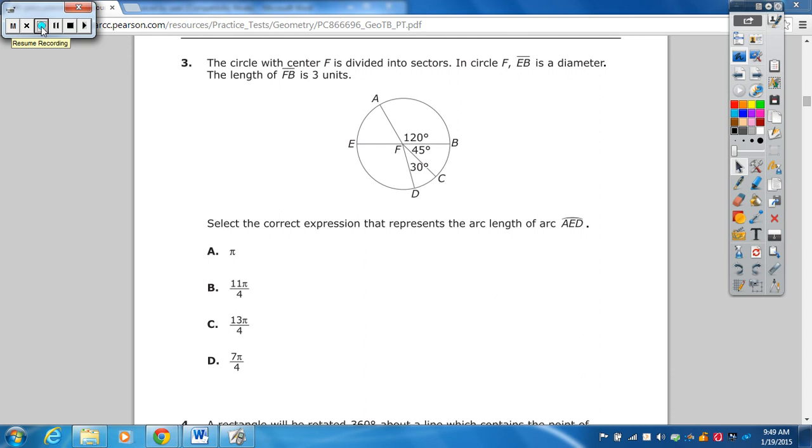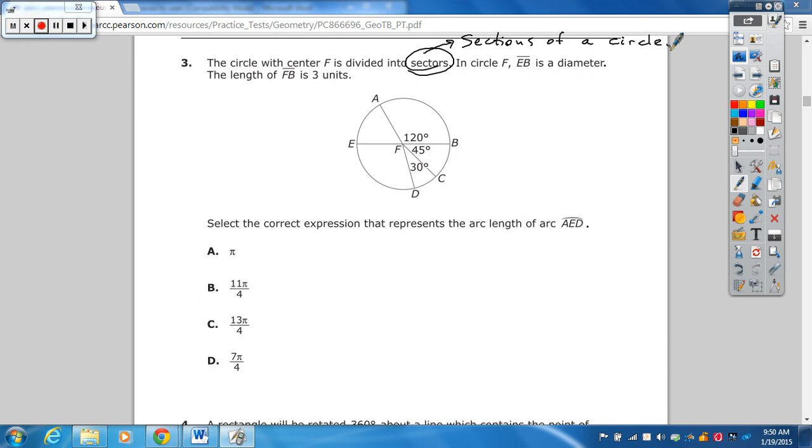All right, question number 3 says this. The circle with center F is divided into sectors. Now, just reminding you, sectors are sections of a circle. As I highlight this, this would be one sector. This would be another sector. This would be another sector. There's lots of sectors of a circle up there. In circle F, EB is a diameter.